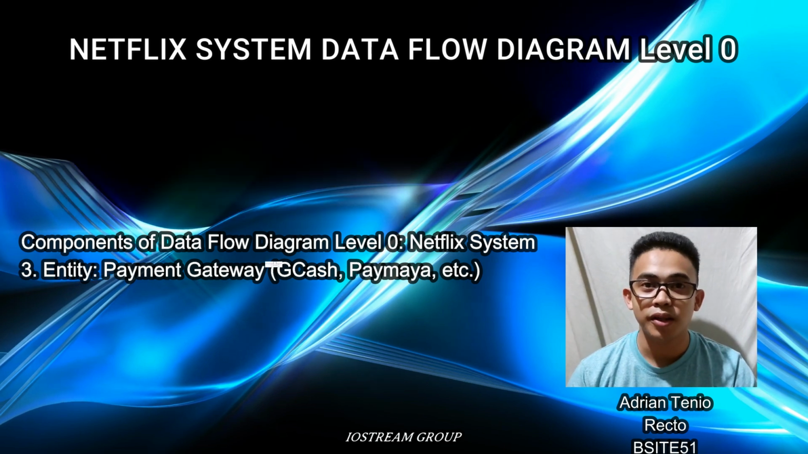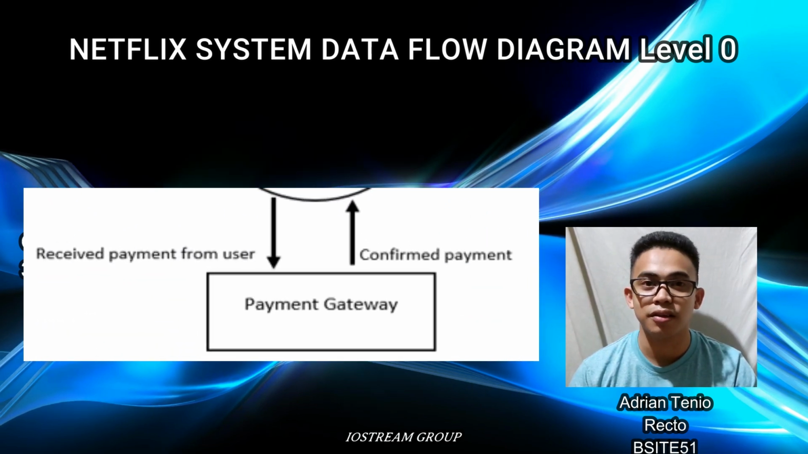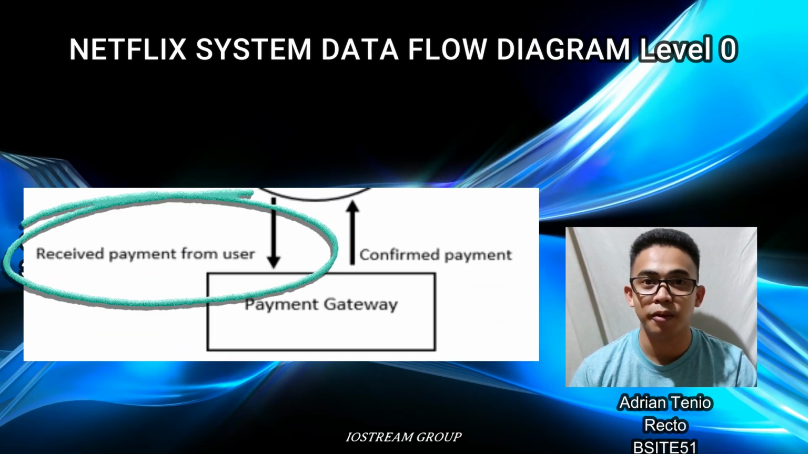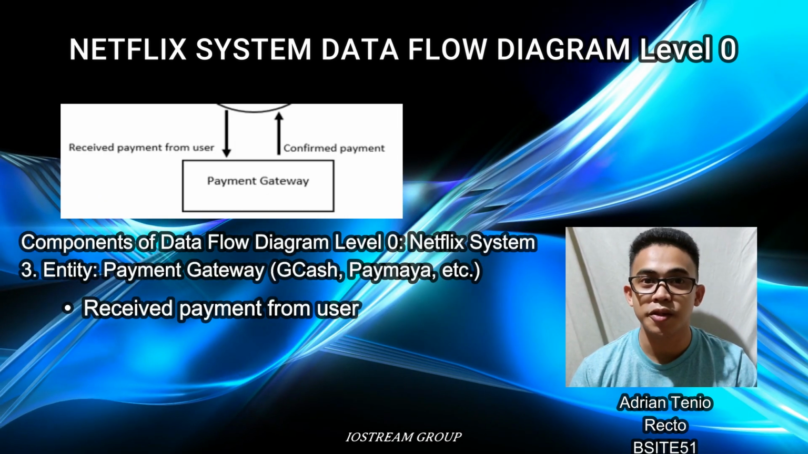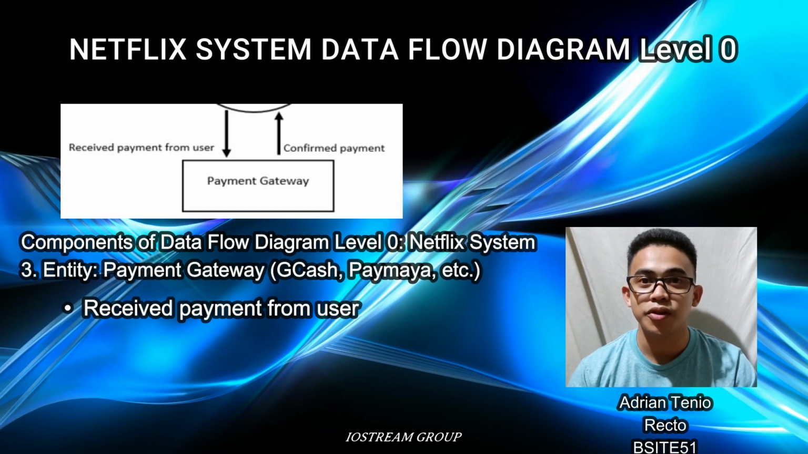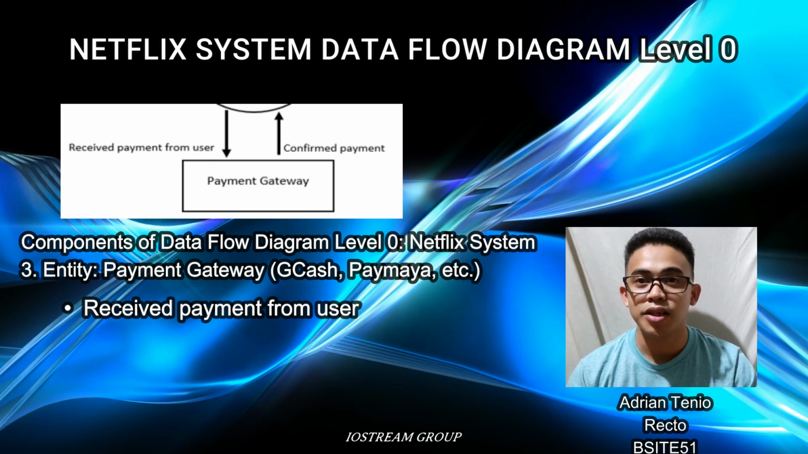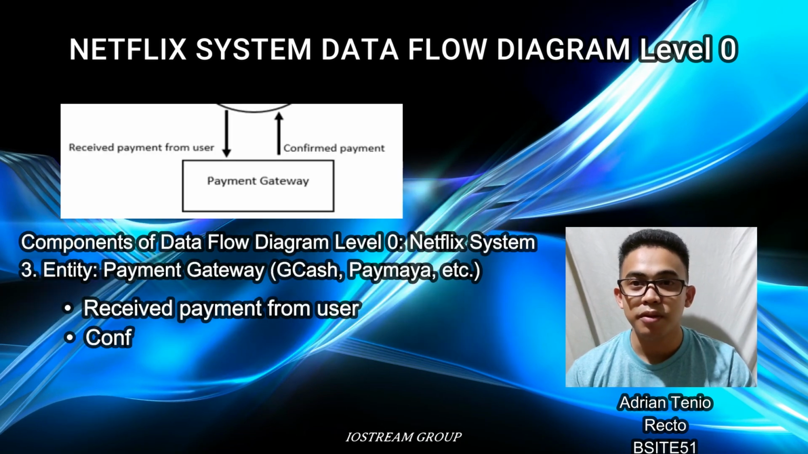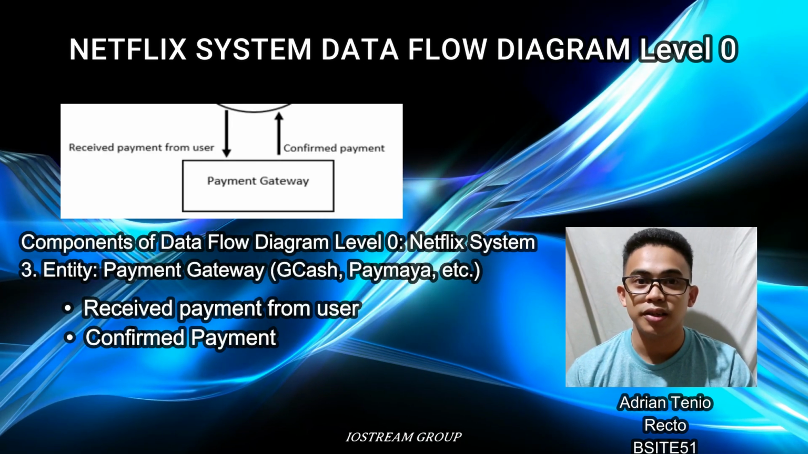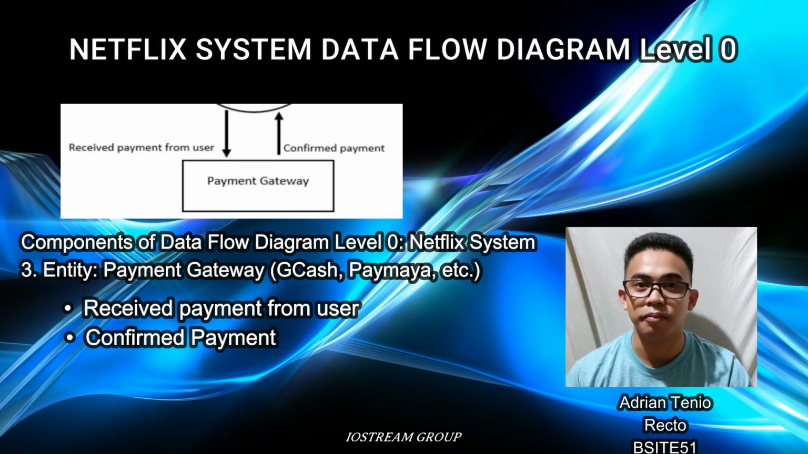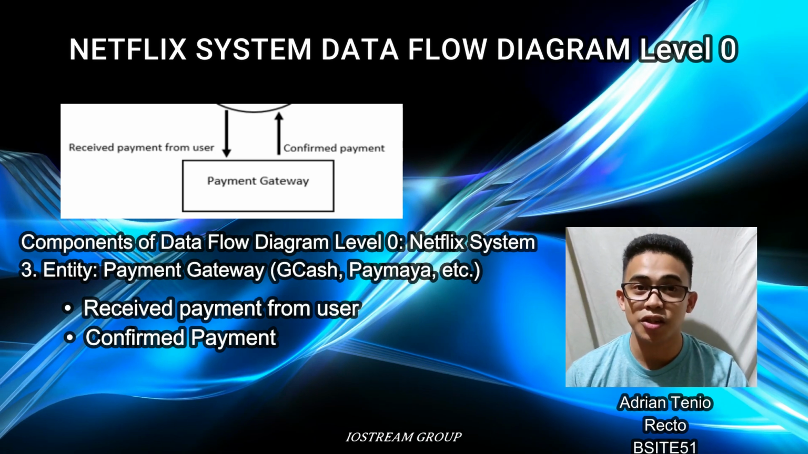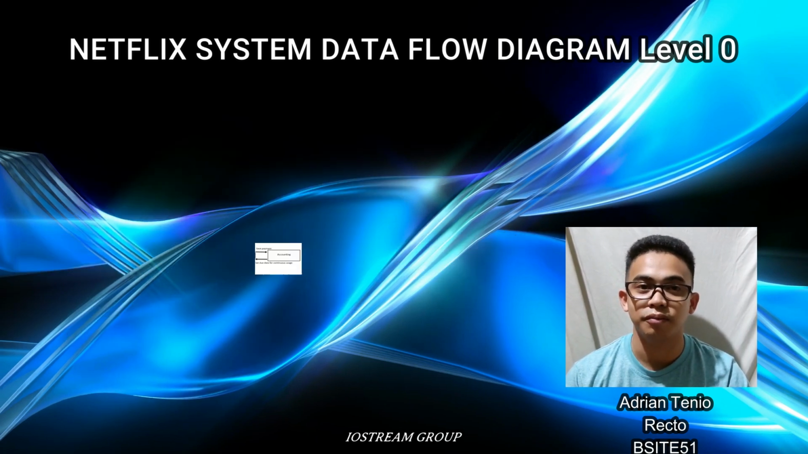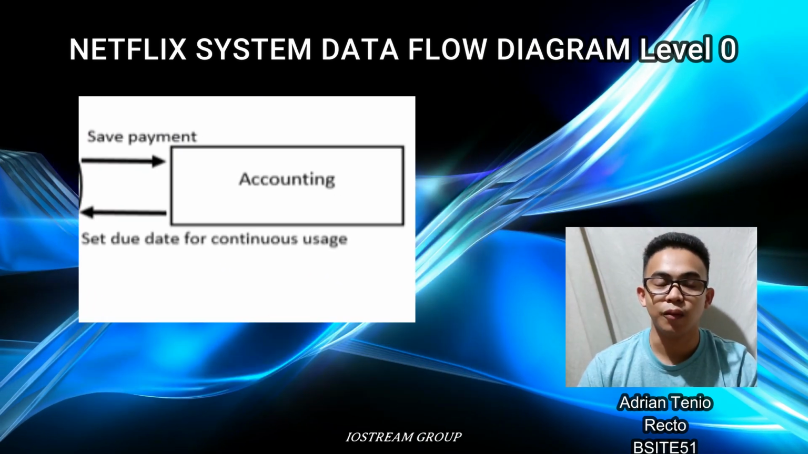So, how does it process your payment in Netflix? Number 1 is receive payment from user. The payment gateway receives the subscription payment from the user or subscriber when they register or renew their account. Number 2 is confirm payment. Once the payment gateway receives the payment, it sends a confirmation back to the system, validating that the transaction was successful.